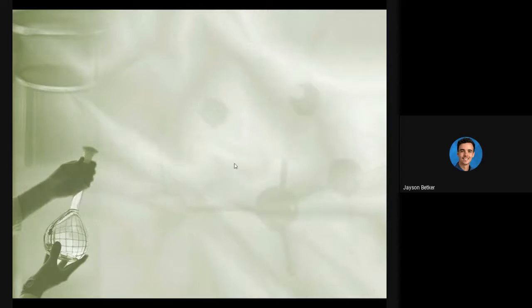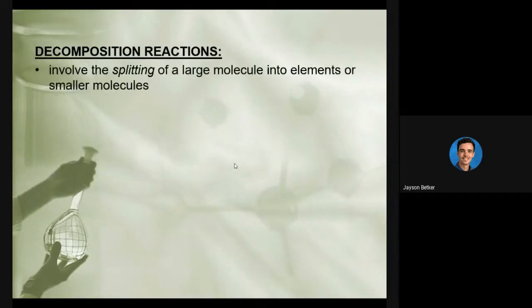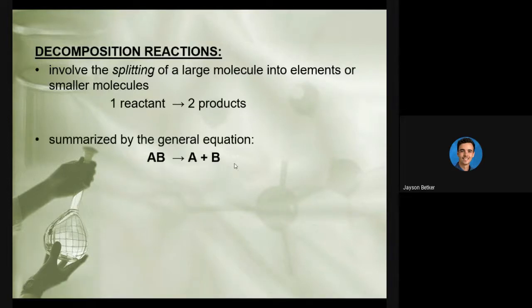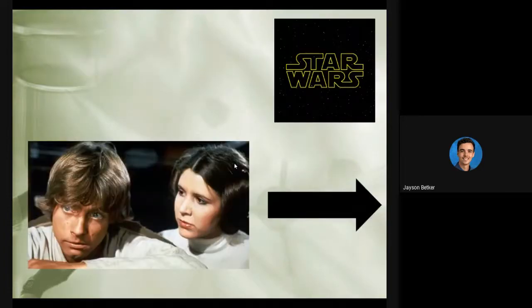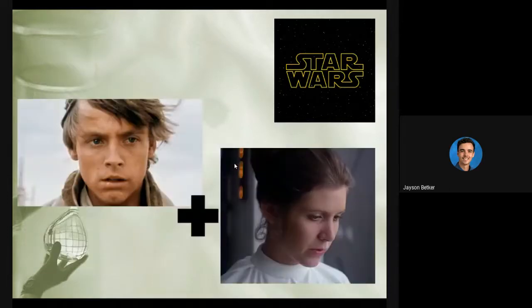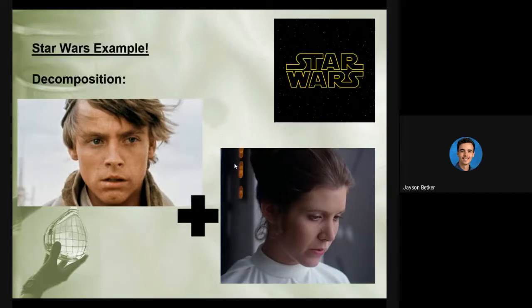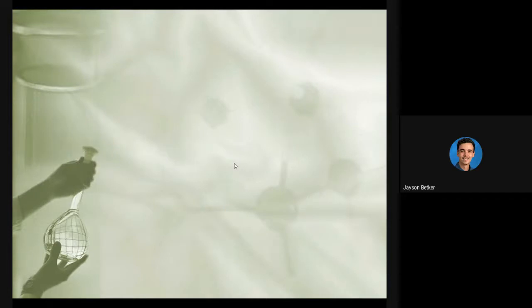Okay. So another one, decomposition. This is the reaction where we split a large molecule into smaller molecules or smaller elements, individual elements. So this is 1 reactant and 2 products. So the Star Wars example for this would be these 2 are actually twins. They're brother and sister, and they were born, obviously, together and then got separated at birth. So Luke and Leia started off being brother and sister next to one another and then got separated at birth. So the decomposition is Luke and Leia have started off their life together and then ended up separately. So there is a splitting of 2 characters in the Star Wars universe, Luke and Leia together and then separated. That is a decomposition reaction.